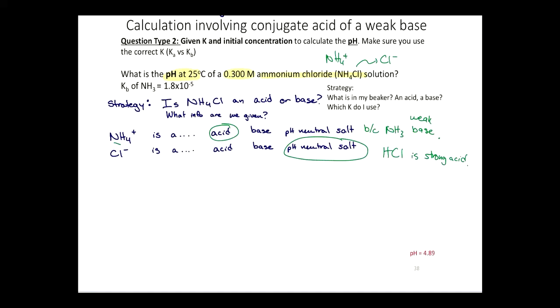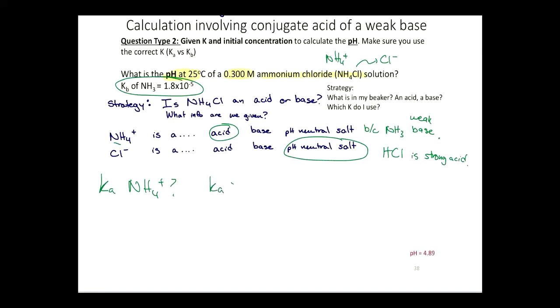Did I give you Ka? Oh, is this just a mistake? No, it's not a mistake, all right? We need to use Ka for ammonium, right? We need to use Ka for NH4+. I didn't give you that. I gave you a Kb for ammonia, but no worries. You know how to calculate Ka.